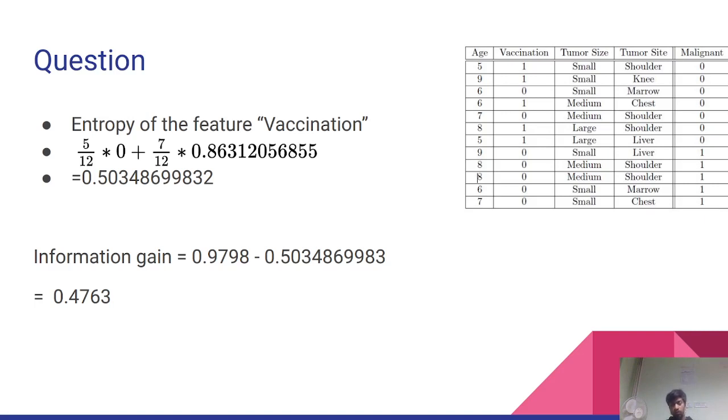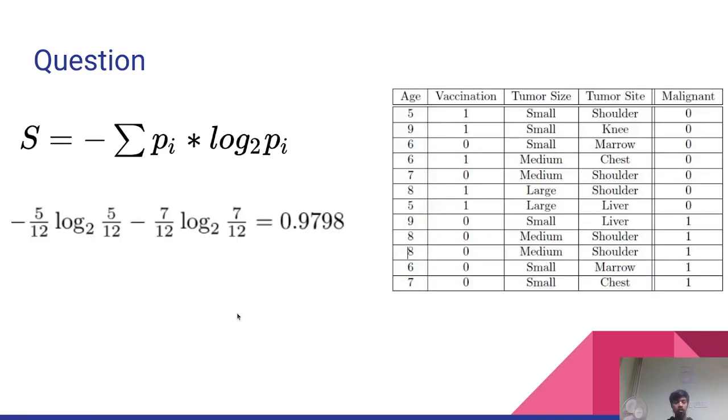How did you get 0.9798, sir? Okay, so 0.9798 we got from here. This is the entropy of the label. Okay, got it.